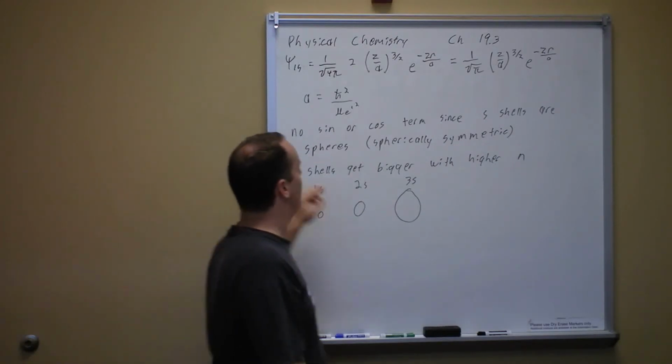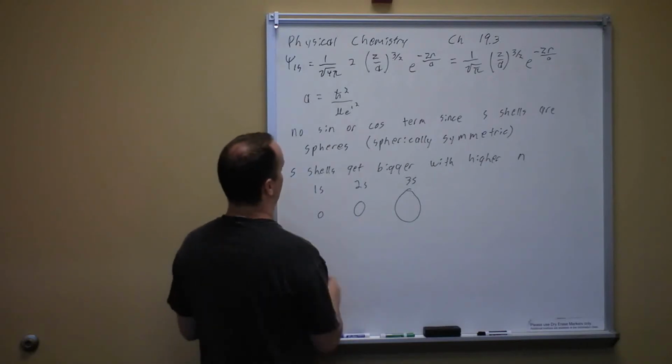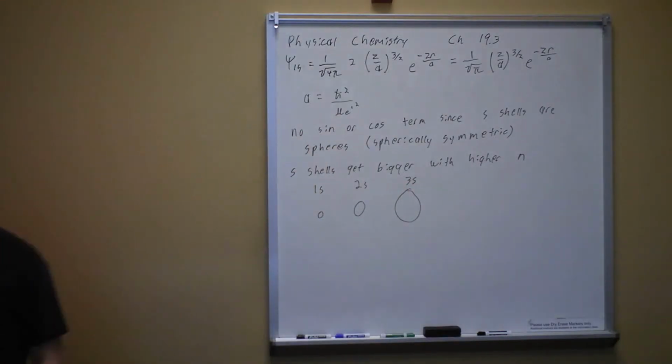S shells, of course, you probably already know this, get bigger with higher n. This is not really to scale, but you get the idea. You have a 1s shell, and then a 2s shell, and then a 3s shell.